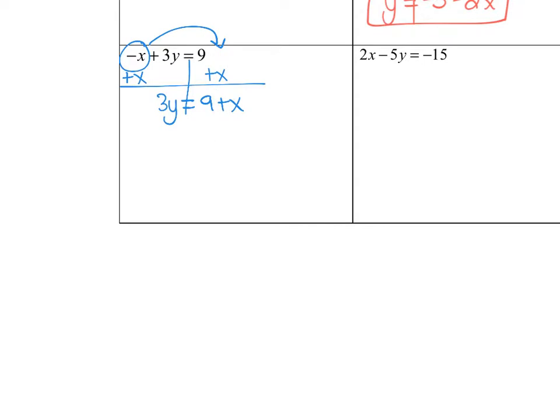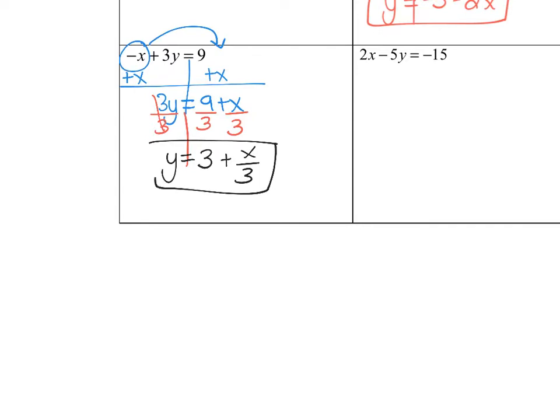Nothing is combined, just written right next to one another. And then my next step is to get rid of this 3 since it means 3 times y. The opposite of times is dividing, so I'm going to divide by 3 to all three pieces. When I do that, I'm left with a final answer of y equals 9 divided by 3 is 3 plus x divided by 3. There's our final answer.